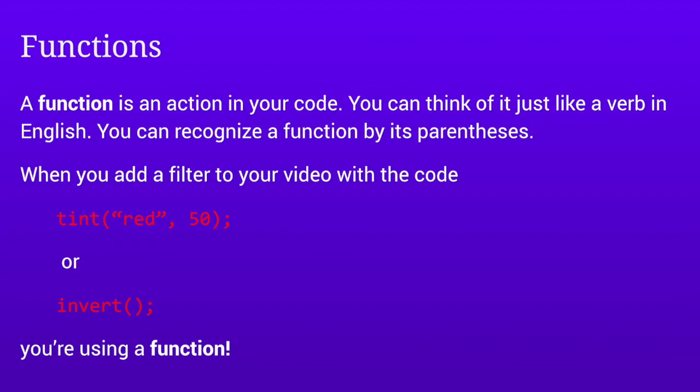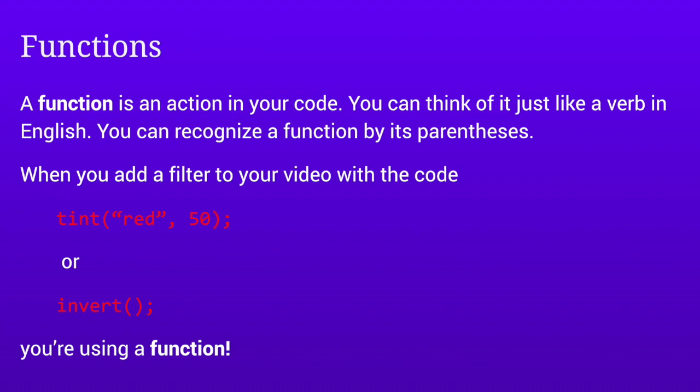We're going to be using something called functions to make that happen. A function is an action in your code. You can think of it kind of like a verb. So if I told you to run or draw, I would be sending you functions. You can recognize a function by parentheses. So if you see here, we have tint, and then a parenthesis, the word red, and then a number. Because of these parentheses after the word tint, we know that it's a function.